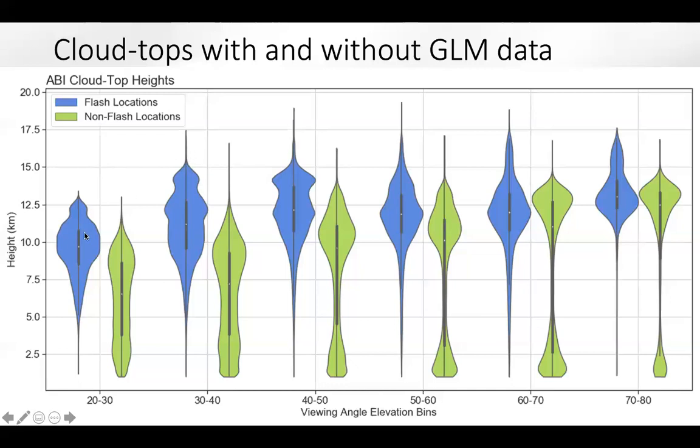When comparing that against our non-flash locations, we can see differences between those distributions: the cloud tops with flashes are generally higher, but that becomes a harder distinction to make at these higher viewing angle elevation bins, as the median values rise to eventually almost become even with the cloud top heights. We can compare that against the increasing bimodal distribution in the data set, where we have a clustering of lower values below 3 kilometers or so, and a secondary maximum of values above 8 kilometers, between 8 and 12 kilometers overall. So what's driving this distribution for our non-flash locations in the data set?